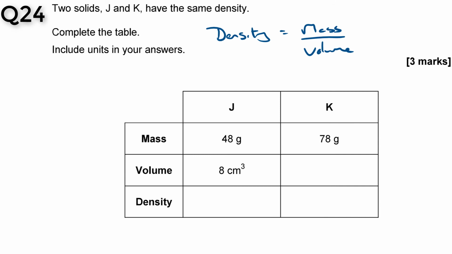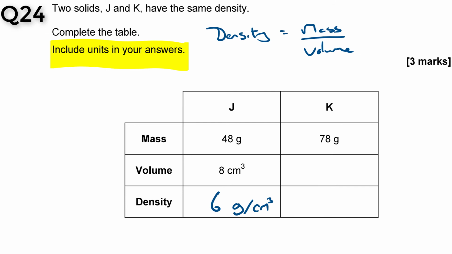48 divided by 8 is 6. 6 what? It says I need to include units in my answers. So I'm dividing grams by centimeters cubed. So compound units tells me that's grams per centimeter cubed. Or you could, if you want to be smart, write grams per centimeter to the power of minus 3, because a negative index means the reciprocal of, so it's the same thing as dividing. But anyway, I'm just going to write it with a slash.